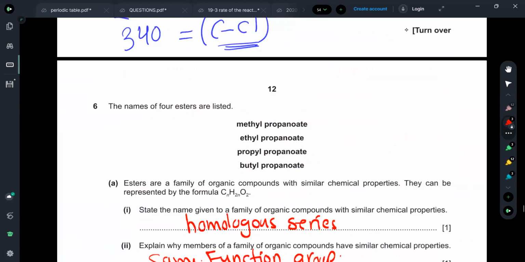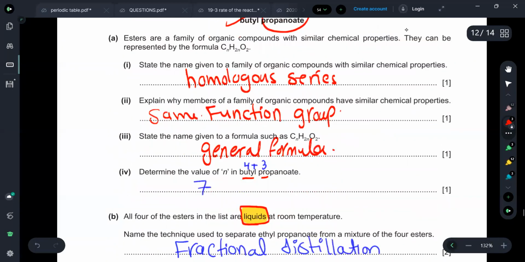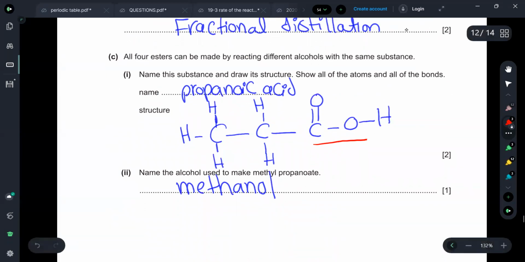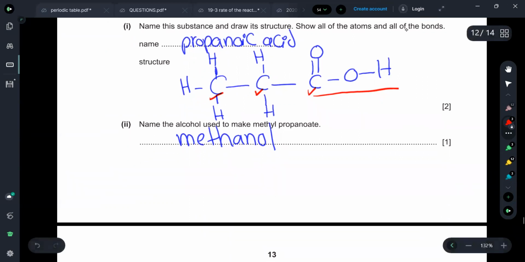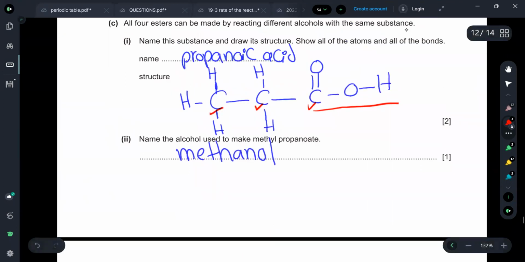So all react with propionic acid. Different alcohols, methanol, ethanol, propanol, and butanol, all react with propionic acid. So the carboxylic acid is propionic acid. Draw it like that. Draw first the carboxylic acid group, which is C double bond O, OH. Then count 3 carbons, 1, 2, 3, and draw single bonds to H on the other carbons. Name the alcohol used to make methyl propanoate. Methyl propanoate uses methanol.